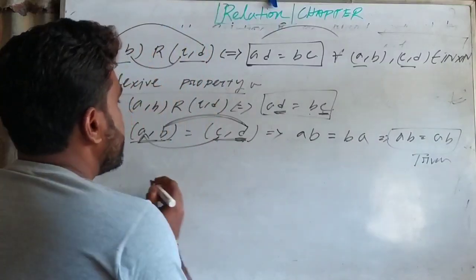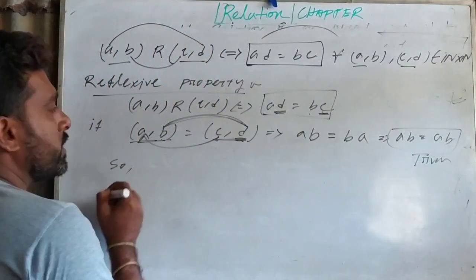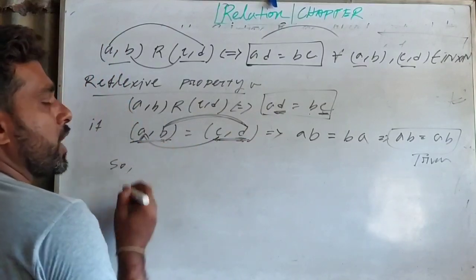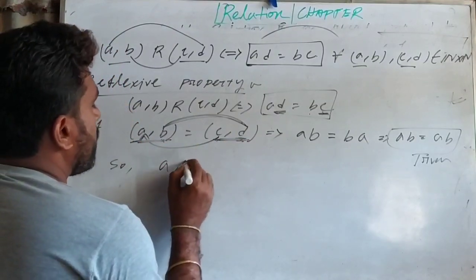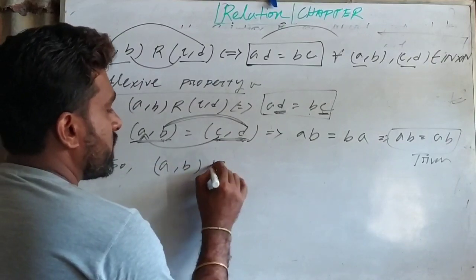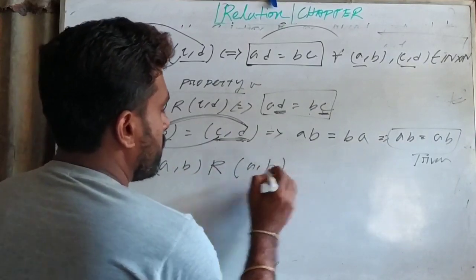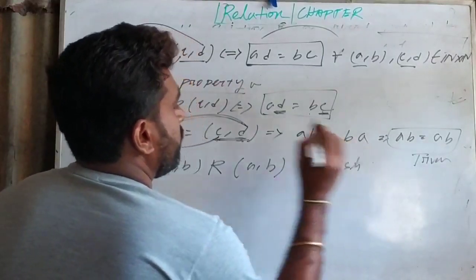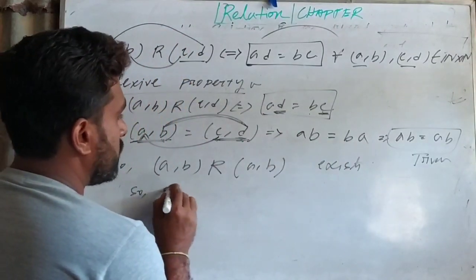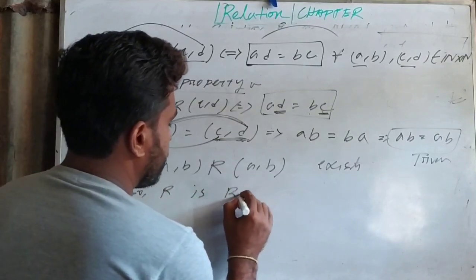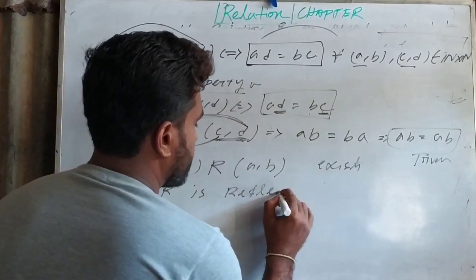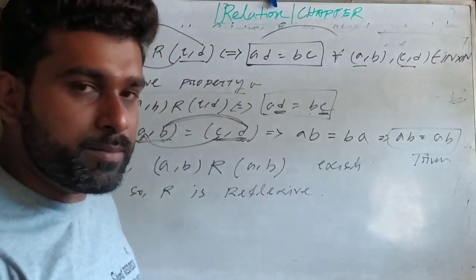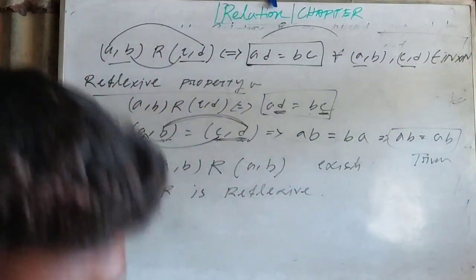So if the equal sign is satisfied, that means what? That means in place of order pair C comma D, we can choose order pair A comma B also. So the order pair A comma B is related to A comma B. It is true. Exists. So R is reflexive. Reflexive property proved. Then the second part is what?